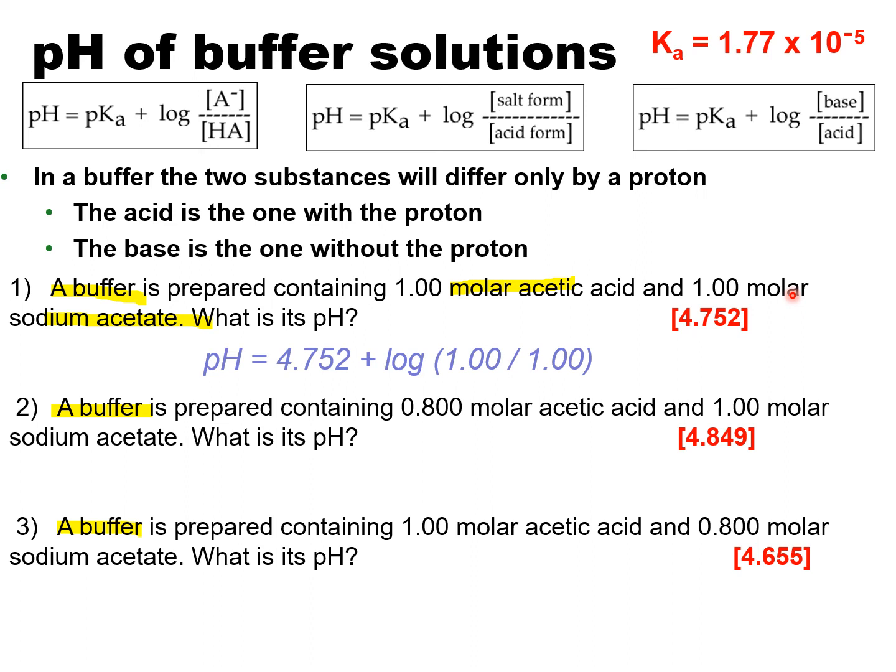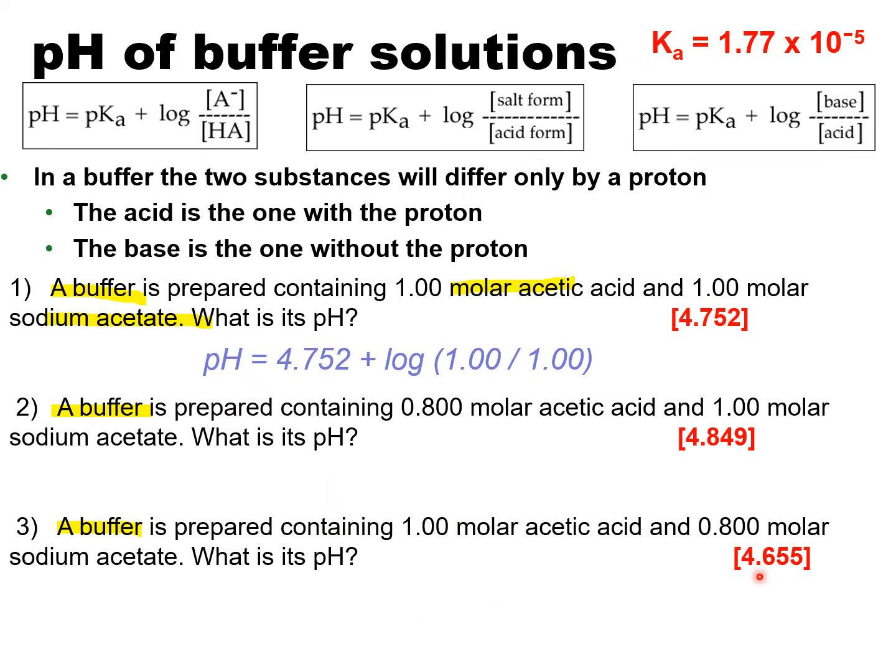So for the first one, you have equal concentrations of the acid and the conjugate base. So you end up with the logarithm of 1. The logarithm of 1 is 0. Therefore, the pH for that particular scenario is going to be equal to the pKa. So 4.752, it's minus the logarithm of 1.77 times 10 to the minus 5. Okay, so minus the logarithm of the Ka corresponds to the pKa.